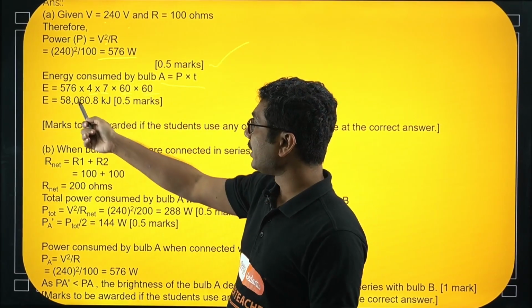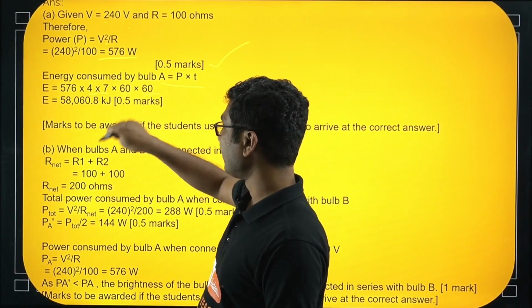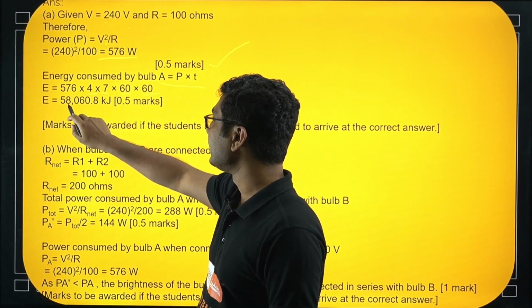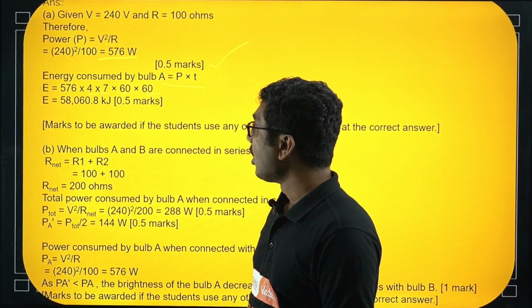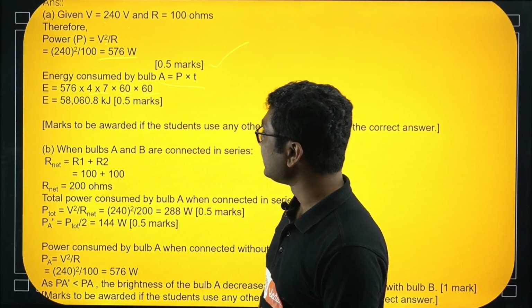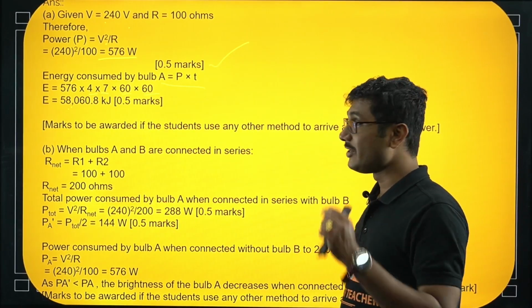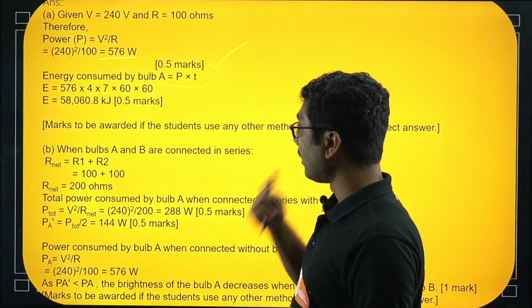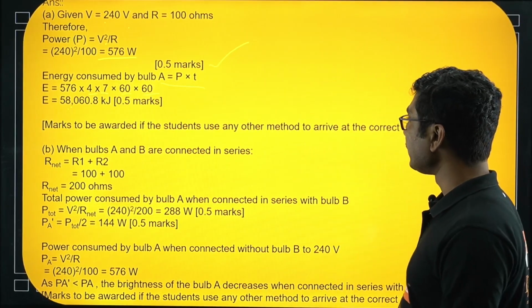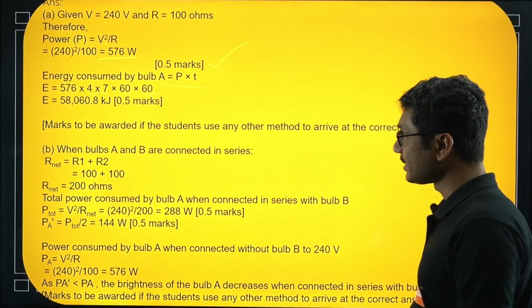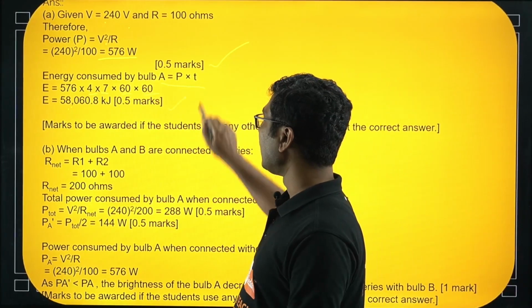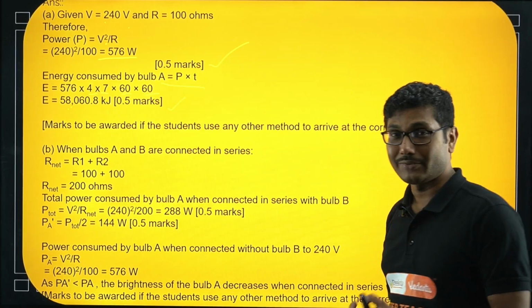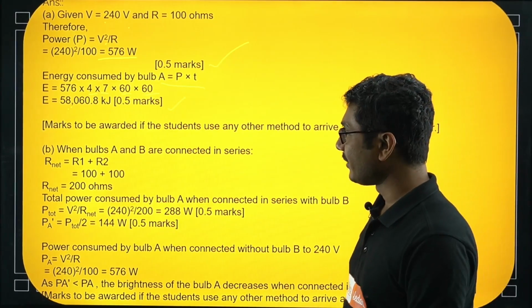So now you use mathematical calculations, and you find that it is 58060.8 kilojoules. So this is a huge number. Marks will be awarded if the student uses any other method to arrive at the correct answer. This is the correct answer, obviously. There is no other method. You have to do the calculation, multiplication, and find the value.